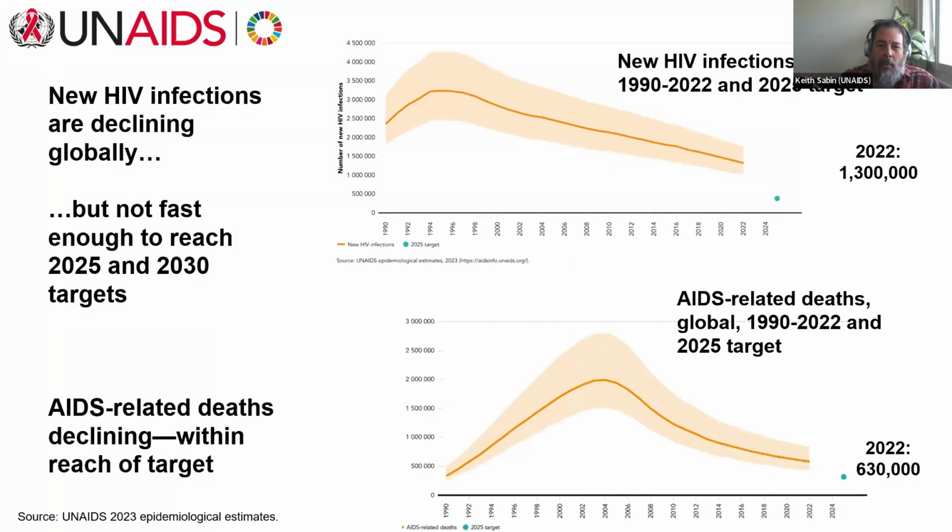So overall, we're doing pretty well. New infections are declining globally, but really we're not moving fast enough to achieve the targets that have been set by the global community. Similarly, we're closer to our target when it comes to AIDS-related mortality, but again, we're on a trajectory that will have us falling short unless we can improve the HIV response globally. Next slide, please.